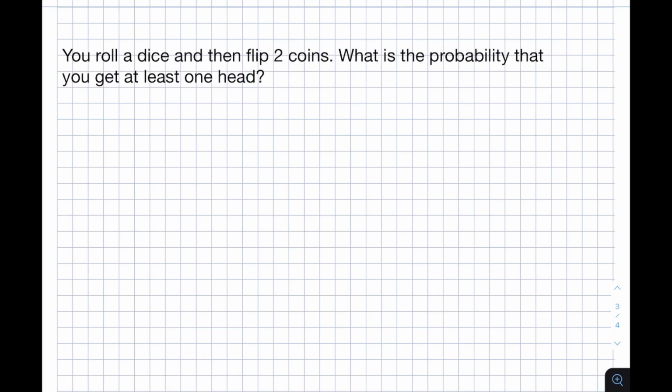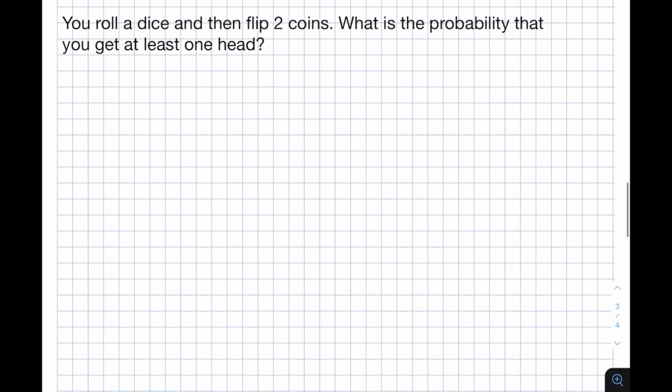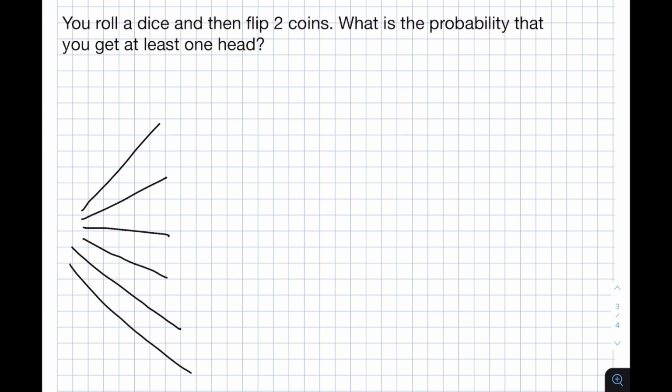In this lesson, we are asked to roll a dice and flip 2 coins. We have to find the probability of getting at least one head. So to do this, we need to find the total data set that involves flipping 2 coins and rolling a dice. The first thing we do is roll a dice, which gives us 6 options. We can either roll a 1, 2, 3, 4, 5, or 6.